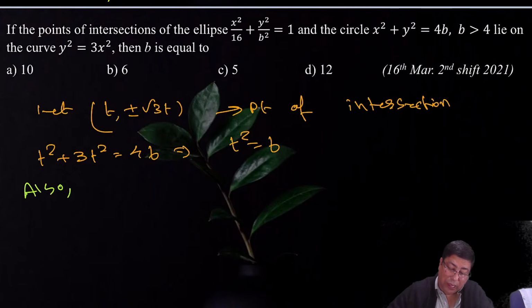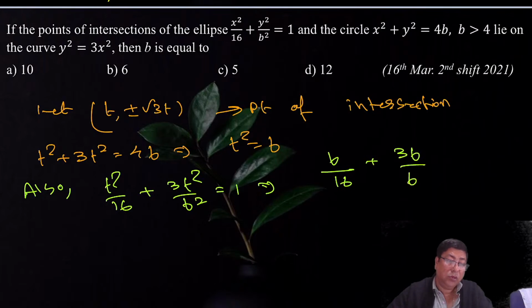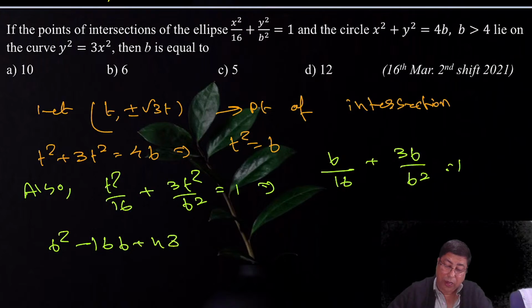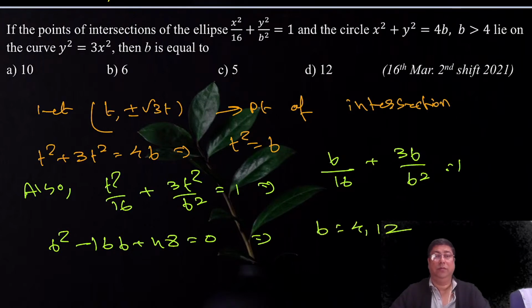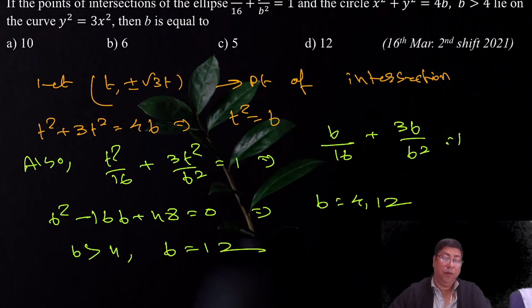Now, also we are putting this in the ellipse. So, t square by 16 plus 3t square by b square equal to 1. Therefore, b by 16 plus 3b by b square equal to 1. So, b square minus 16b plus 48 equal to 0. Therefore, 16, 48, 12 and 4. So, b equal to 4 and 12. Okay. So, b greater than 4. Therefore, b equal to 12.